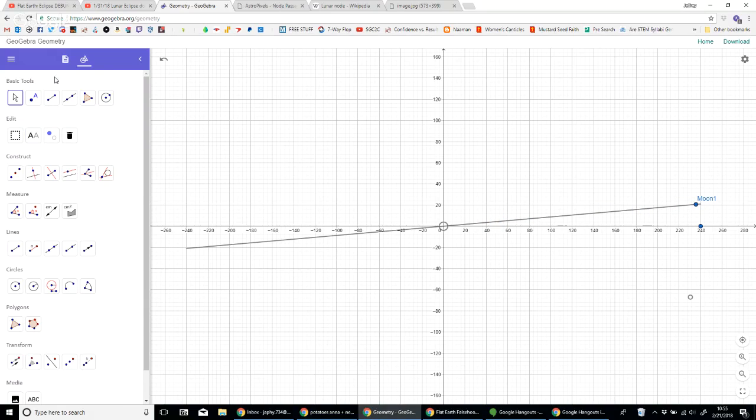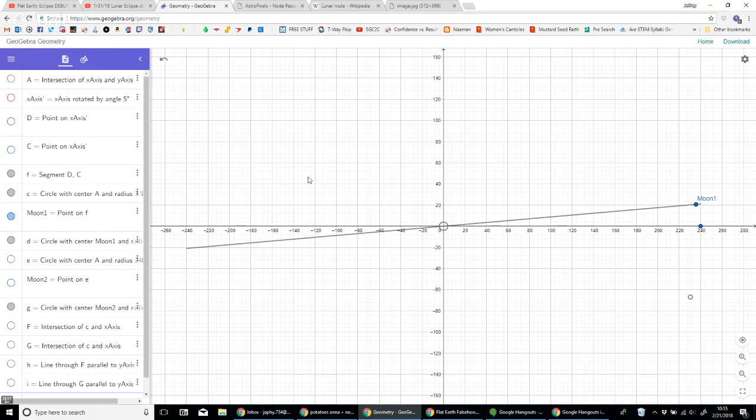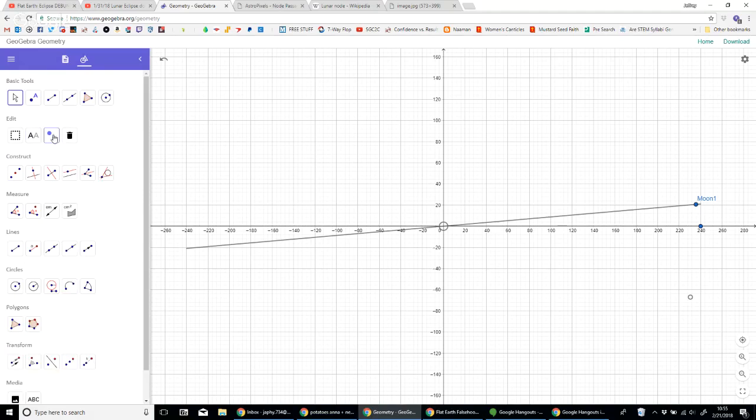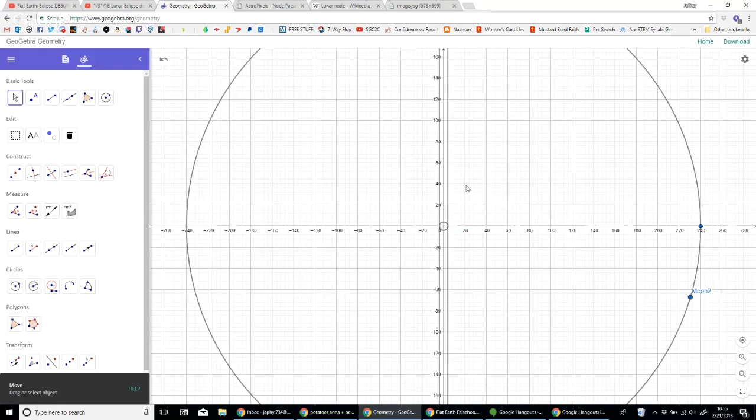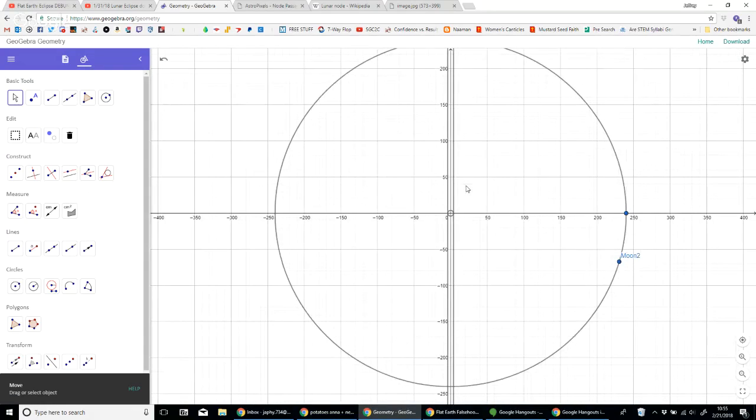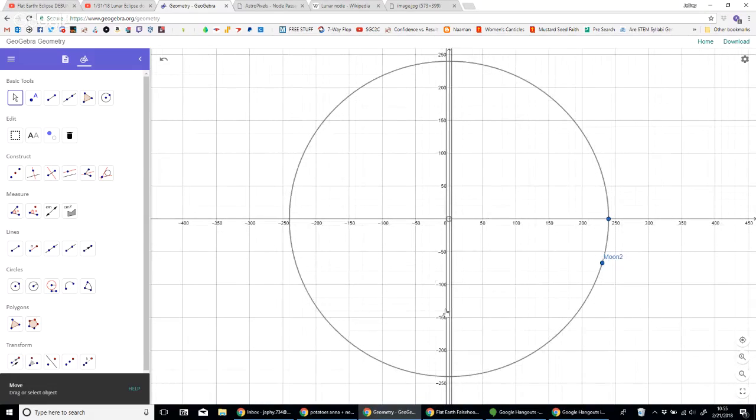Now I'm going to show you the same diagram. This diagram is looking front on. Now I'm going to show you this diagram looking from the top down. So I'm going to remove those. I'm going to add these. Okay. So now we're looking at the moon-Earth system from the top down.